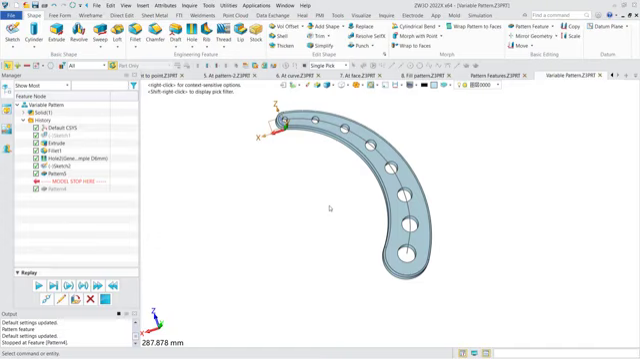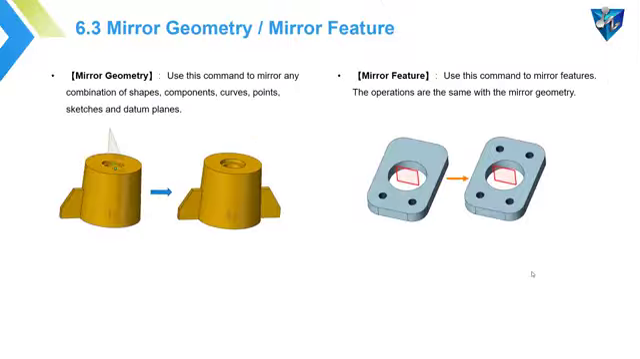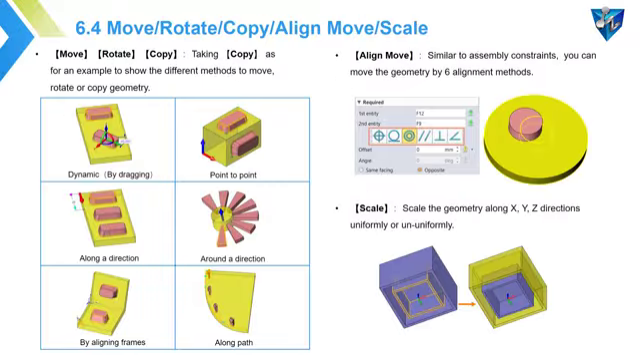Okay, this is all about the pattern geometry and the pattern feature. Next, let's talk about mirror. Compared to pattern, mirror is much easier to understand. Similar to pattern, ZW3D also provides two mirror commands to deal with geometries and features. Later I will show you in the software. Okay, now let's move to the next page.